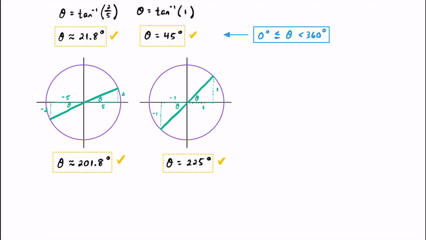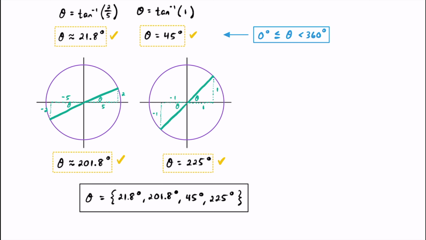Alright, so if we take all four of these solutions and put them together, we can summarize and say that theta here would be equal to 21.8 degrees, we also have 201.8 degrees, also 45 degrees, and finally 225 degrees. And while there are other solutions, these are just the ones that are between 0 and 360 degrees. Alrighty, so that just about wraps up this video on solving this particular quadratic trig equation.